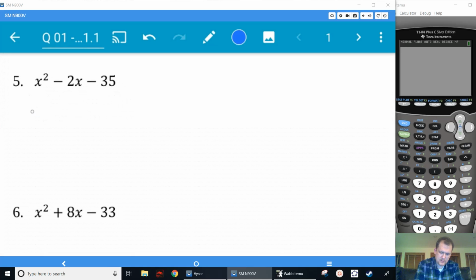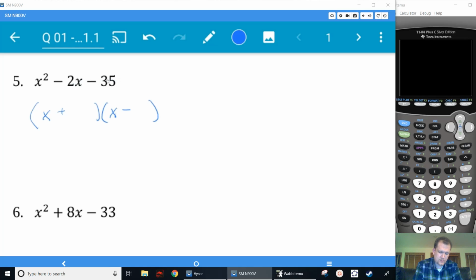Now this one here, they have opposite signs because they multiply to a negative. So one's plus and one's minus. Now 35 can either be 1 and 35. That's negative 34, so that doesn't work. But if you use plus 5 and minus 7, then it gives you this negative 2.